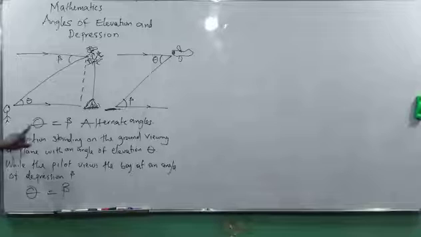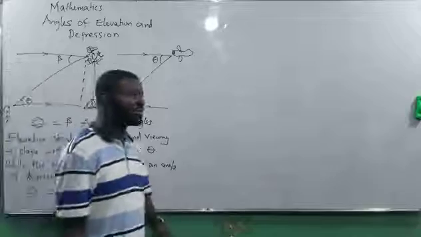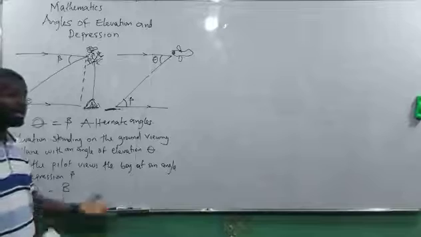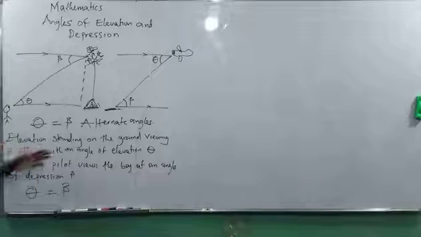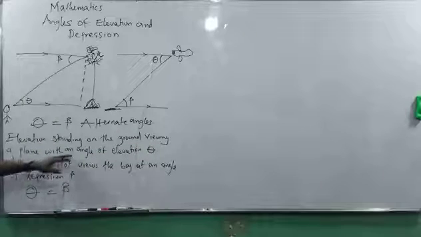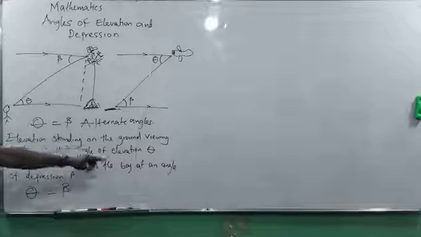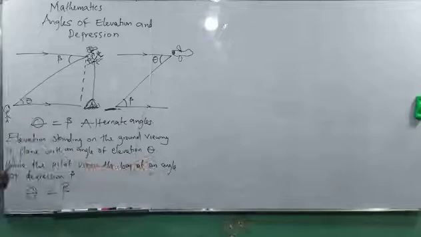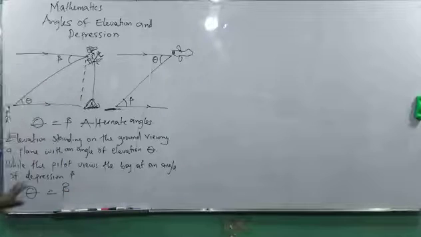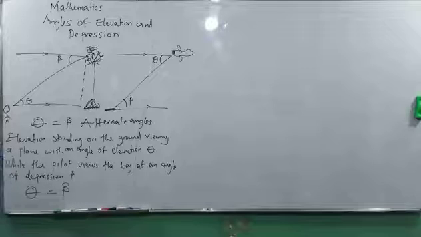Now, theta equals beta, which is alternate angle. We have different types, and I think I've mentioned that when I was teaching plane geometry. Now, the boy standing on the ground is viewing a plane with an angle of elevation theta. It means this theta is an angle of elevation. And the pilot is viewing the boy at an angle of depression beta.